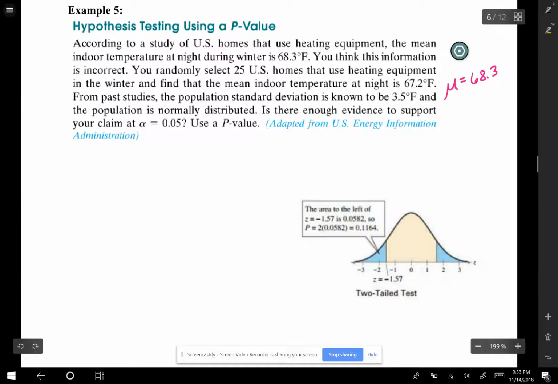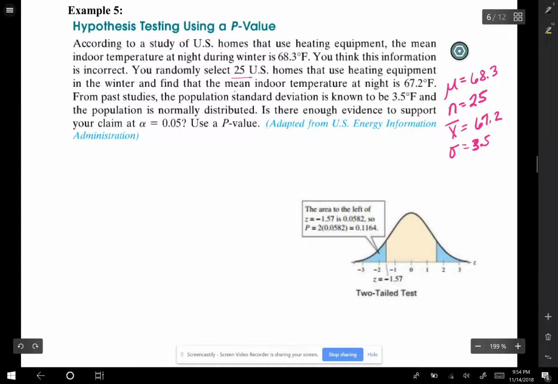So we randomly select 25 homes. Since we're selecting 25 homes randomly, our sample size is 25, that use heating equipment in the winter. And we find that the mean indoor temperature at night is 67.2. So this is the mean of the sample; the sample mean is 67.2. From past studies, the population standard deviation is known to be 3.5.